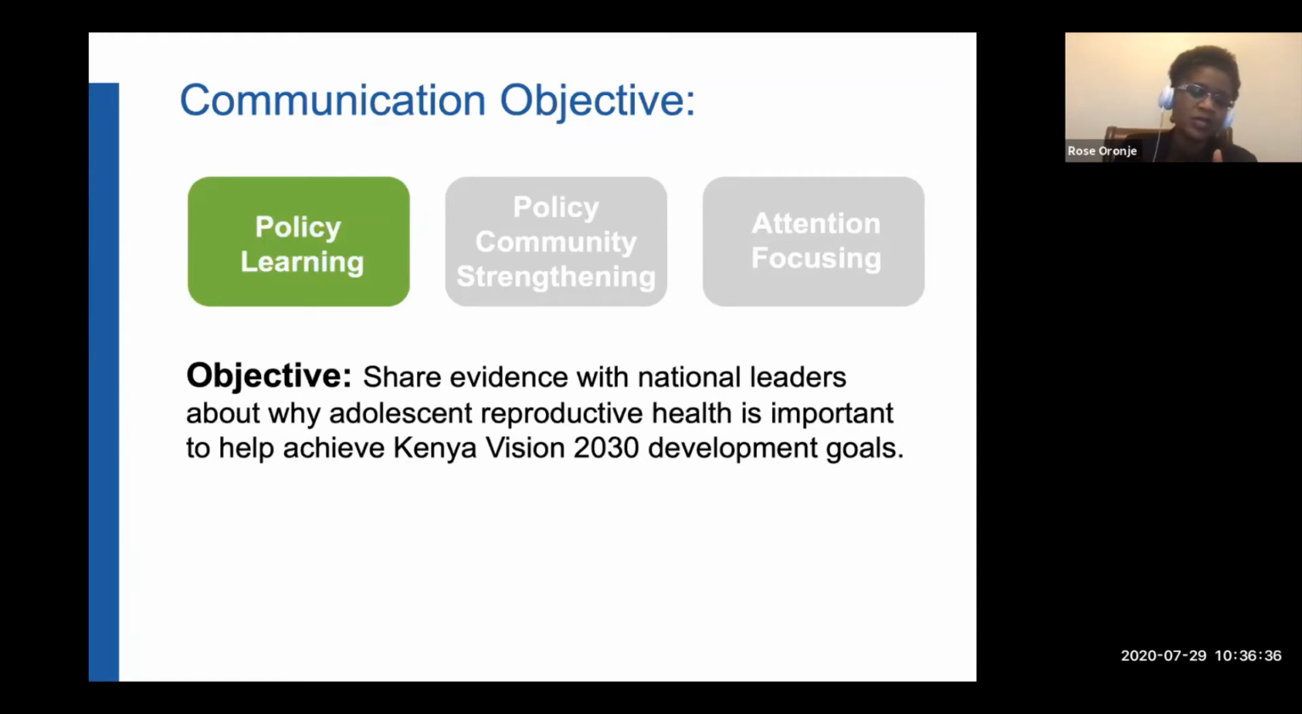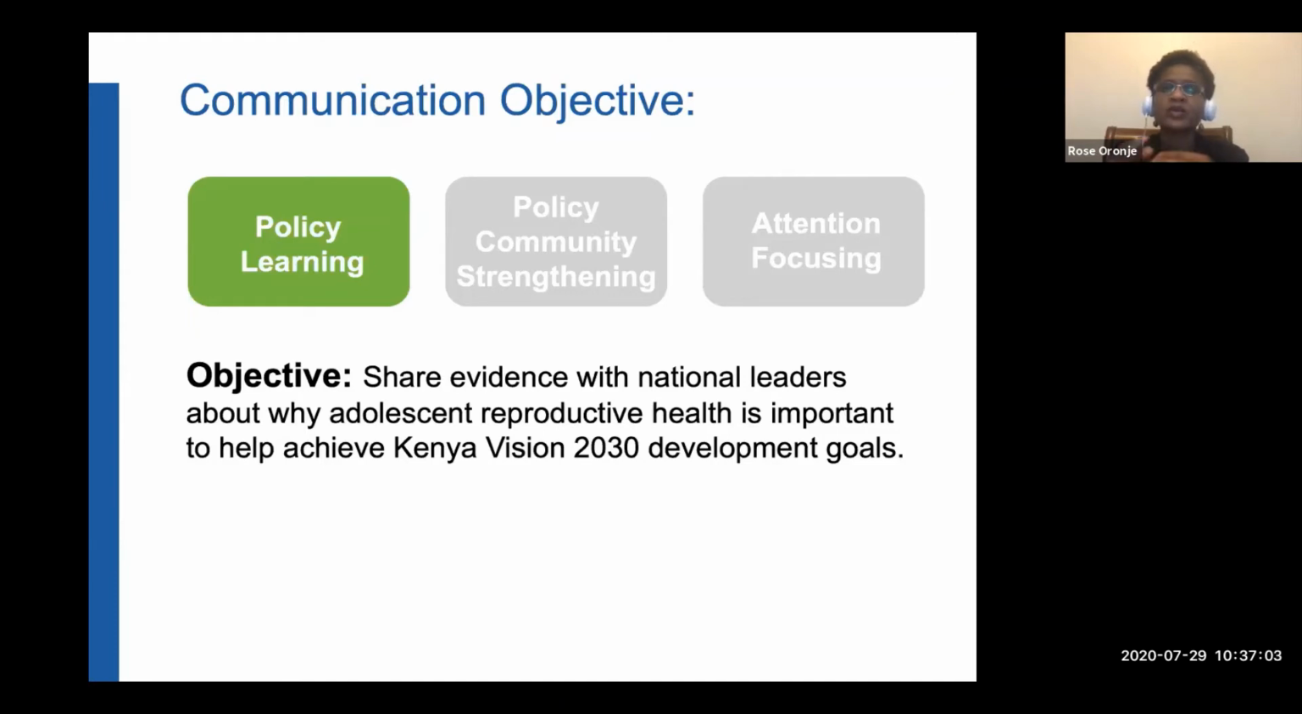this is an example leading to the other example we gave earlier. You'll realize that we're using this example all through the slides. But obviously, I know that your work is very different and you work in very different sectors, so just bear with me, given that I'm giving examples from a totally different sector. The example here is to share evidence with national leaders about why adolescent reproductive health is important to help achieve Kenya Vision 2030 development goals.